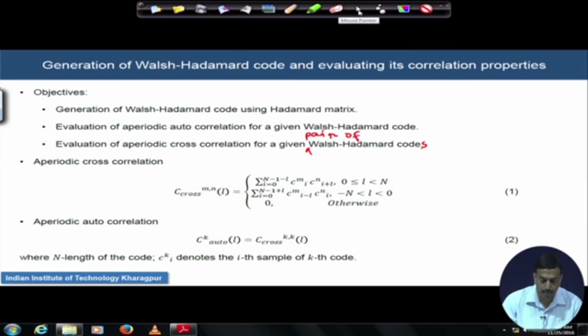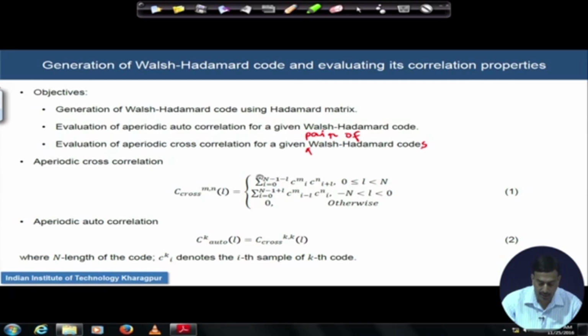So the aperiodic cross correlation equation can be expressed using this relation. So we have a cross correlation term which is denoted by C cross, and it is between two different codes. So therefore we denote the codes by the notations M and N, and as we know, correlation has to be plotted versus lag, or the shift. So we denote the shift by L.